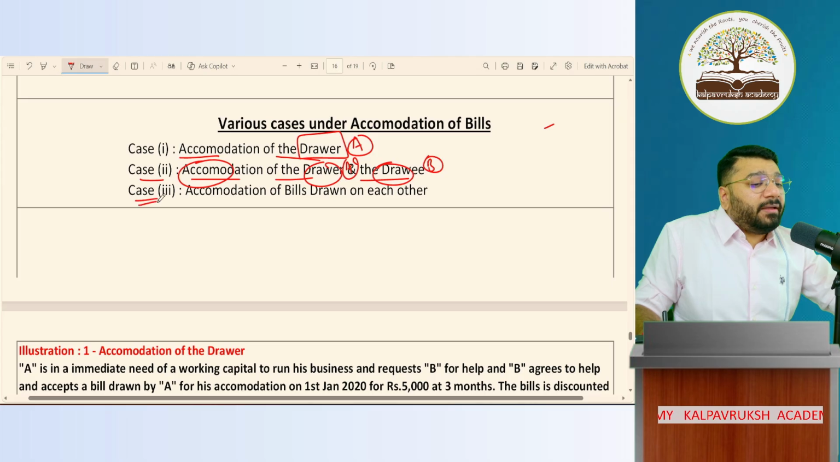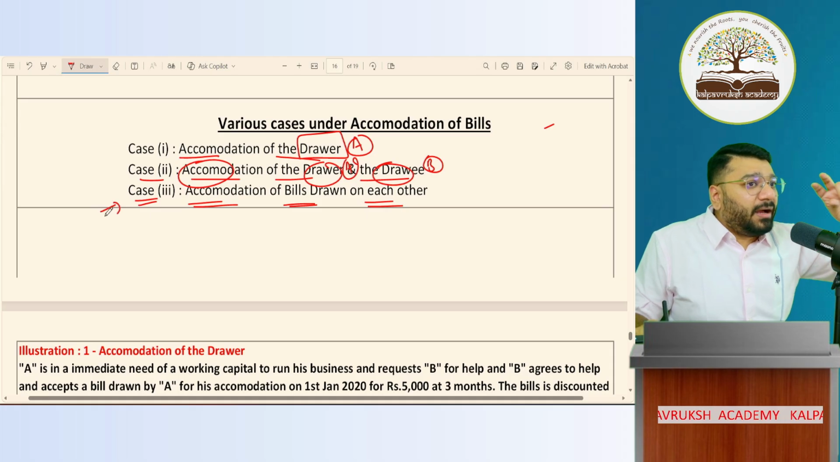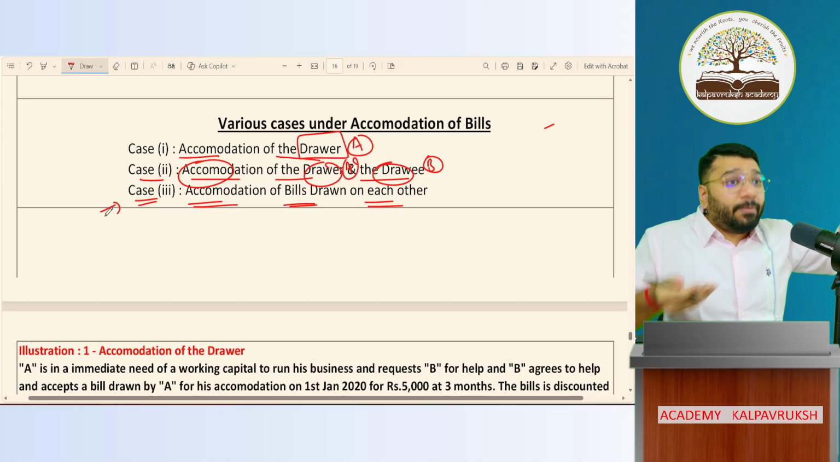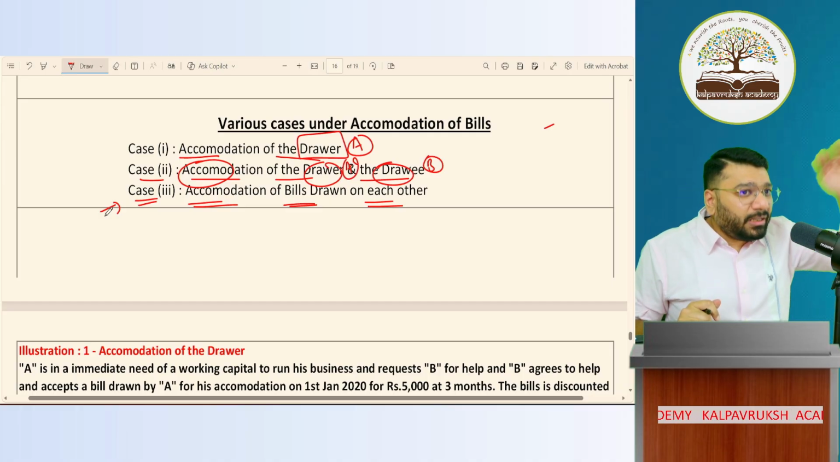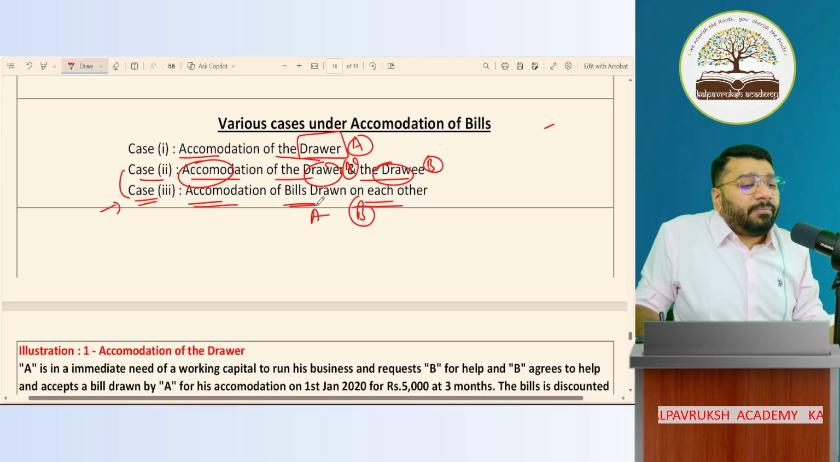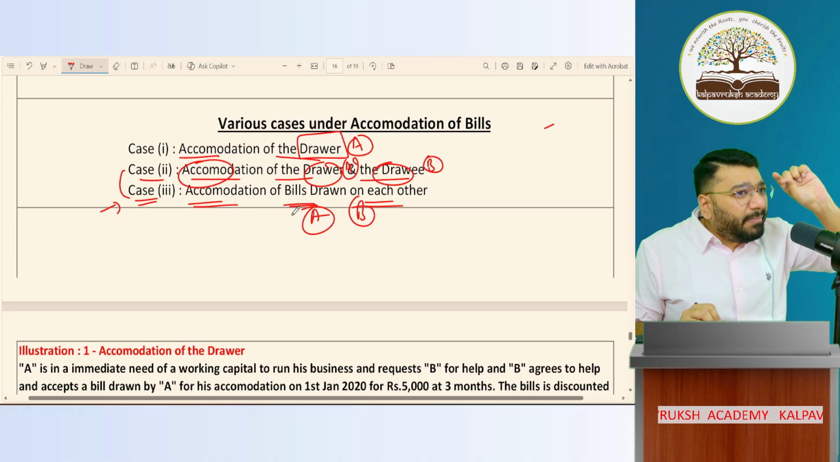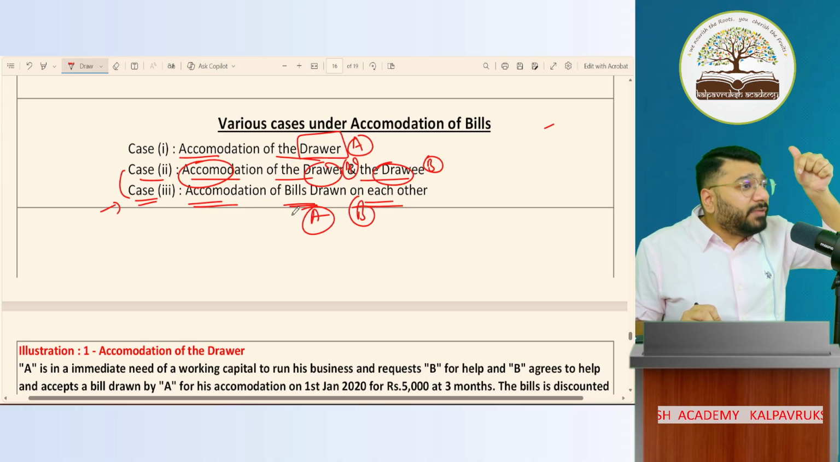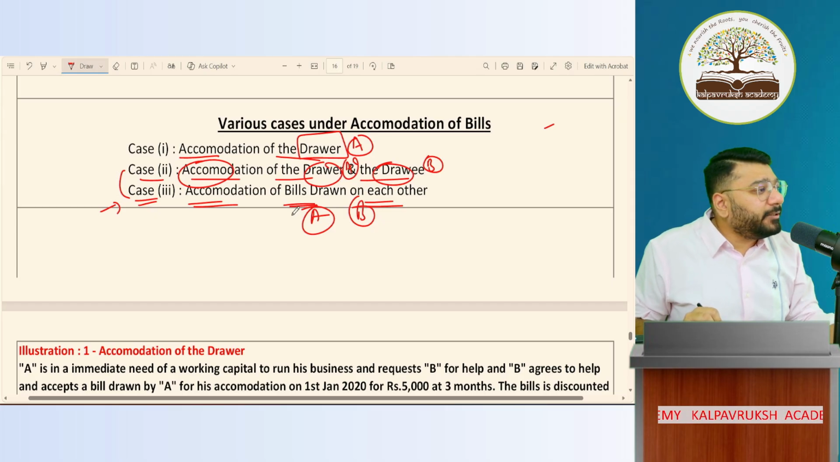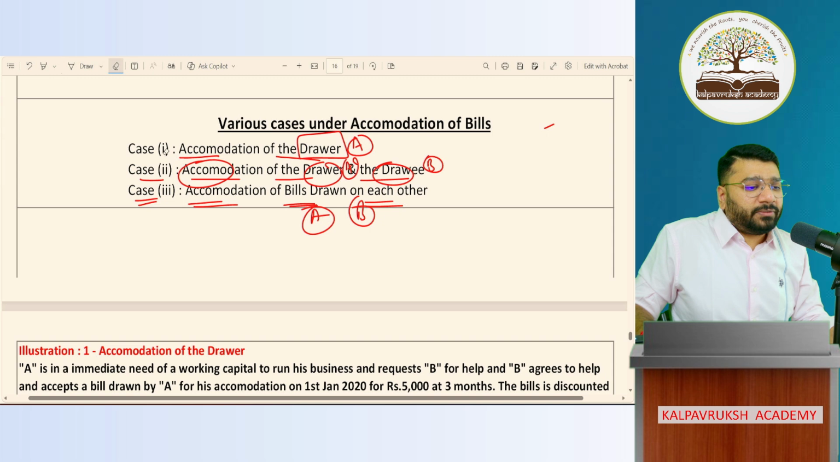Then comes case 3. Accommodation of bills drawn on each other. It is case 2 only. But case 3 is a different angle in comparison to case 2. It will only be understood when we do it. So case 2 and case 3 are both the same. In this, both A and B are helping each other. Both are in need of money. But there is a mild difference. What is the mild difference between case 2 and case 3? I will explain when I do the practical question. Is that clear?